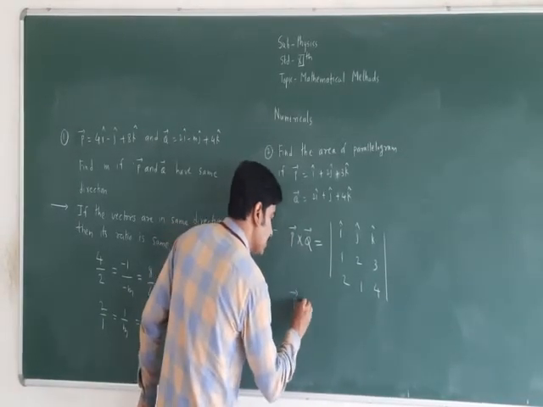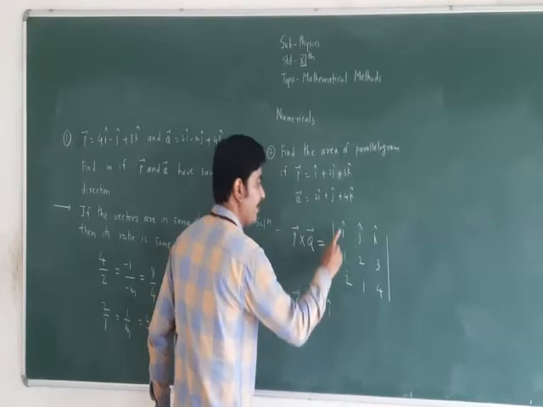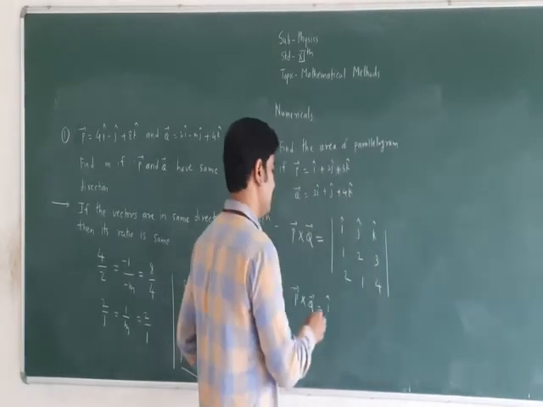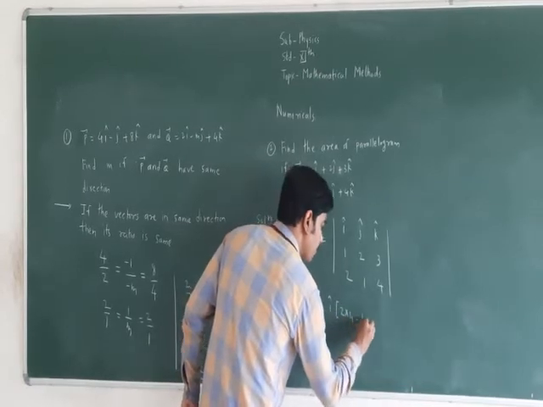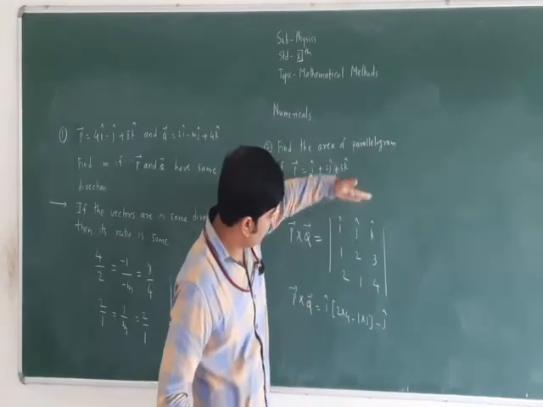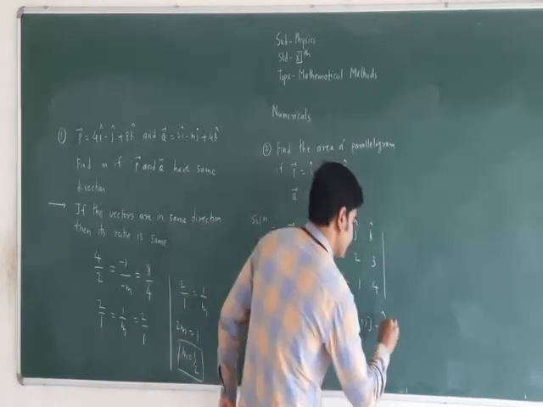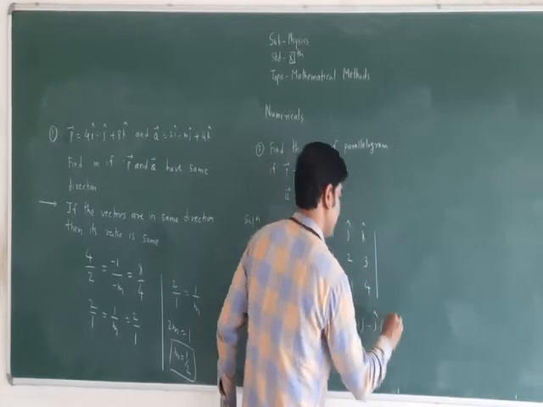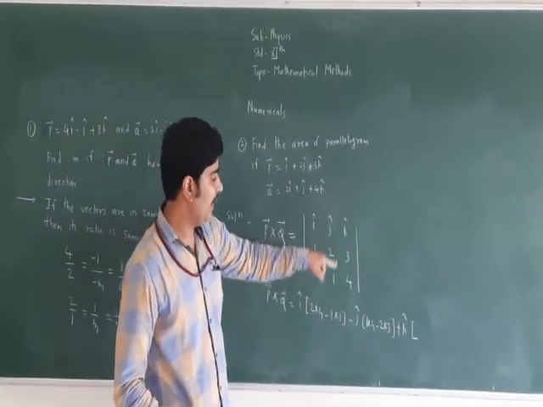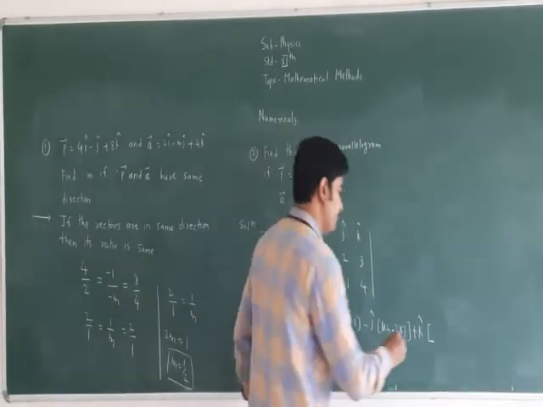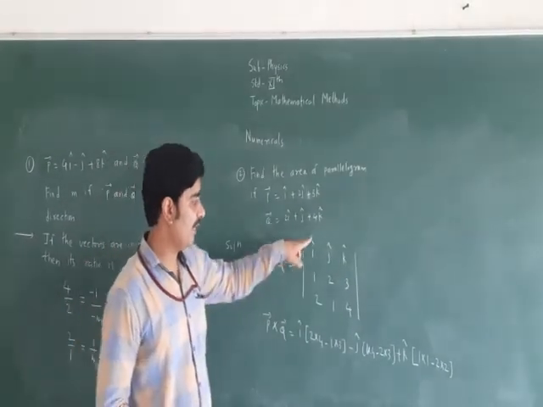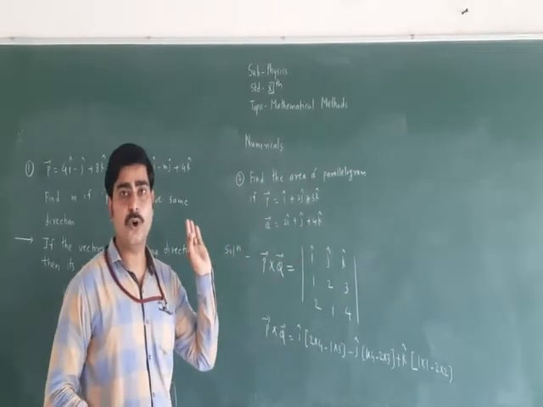Now vector P cross vector Q is equal to, take this i cap. Now this row and this column will get cancelled and we should do the cross multiplication of these two numbers: 2 multiplied by 4 minus 1 multiplied by 3. Then we should take the minus j cap. When we are taking the j cap, remove this row and this column and do the cross multiplication: 1 multiplied by 4 minus 2 multiplied by 3. Plus k cap. When we are taking k, take this determinant: 1 multiplied by 1 minus 2 multiplied by 2. So the important thing you should remember is that for taking the j cap you should write the negative sign.